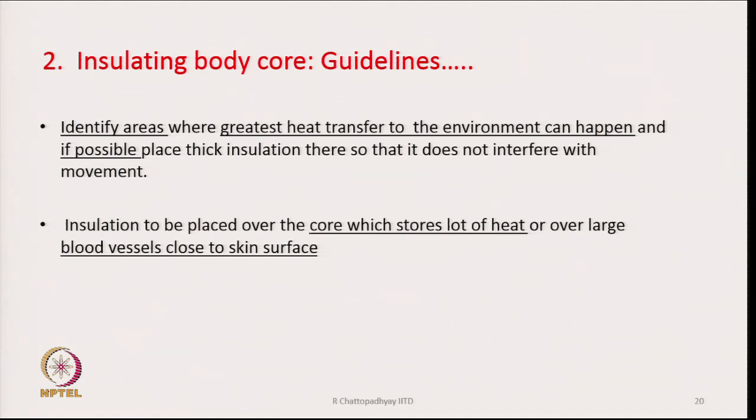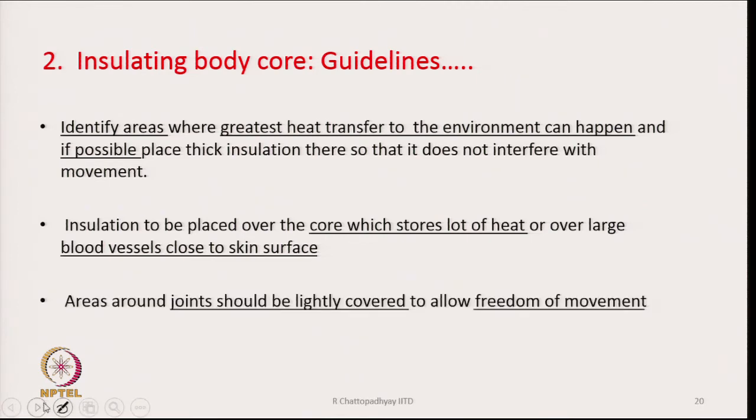That means the torso is the place where the maximum heat loss could be and vital organs are also there. So, we have to have a thick insulation near the torso part, and the torso does not move in comparison to other limbs. So, there is no difficulty in having a thick layer of material there. Insulation can be placed over the core, which stores a lot of heat, or over large blood vessels close to the skin surface. So, these are basically the guidelines.